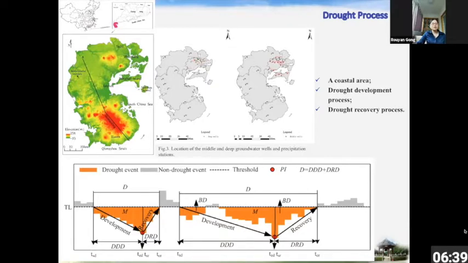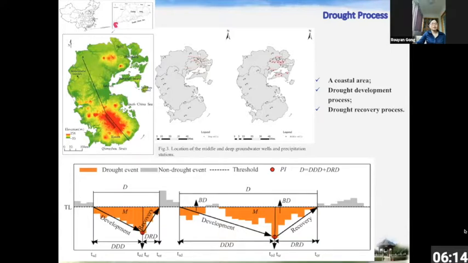DDD is the drought development duration, from the time of the start of the drought development to the end of the drought development. DRD is the drought recovery duration, from the time of the start of the drought recovery to the time of the end of drought recovery. TL is the truncation level of the run theory.